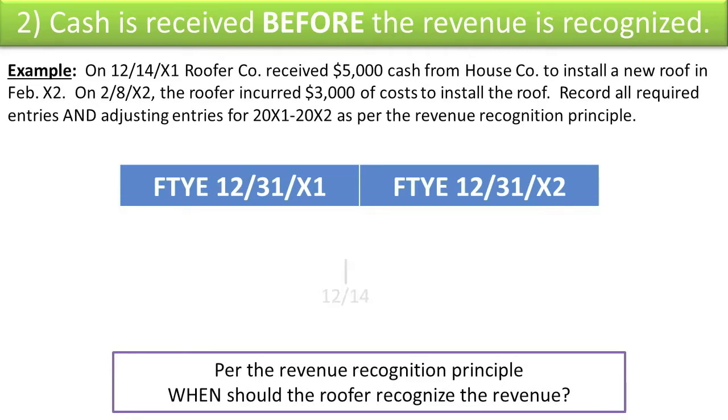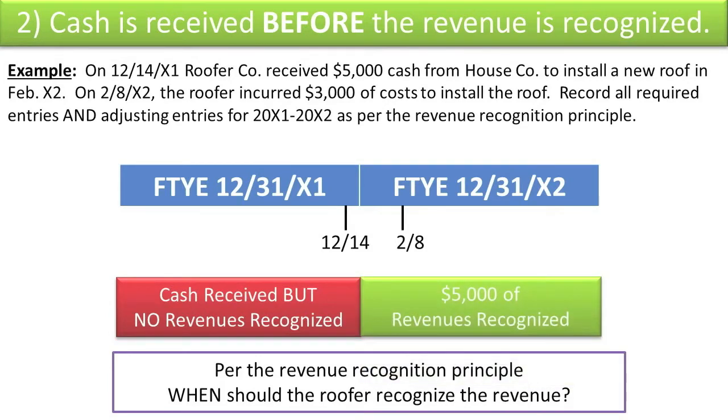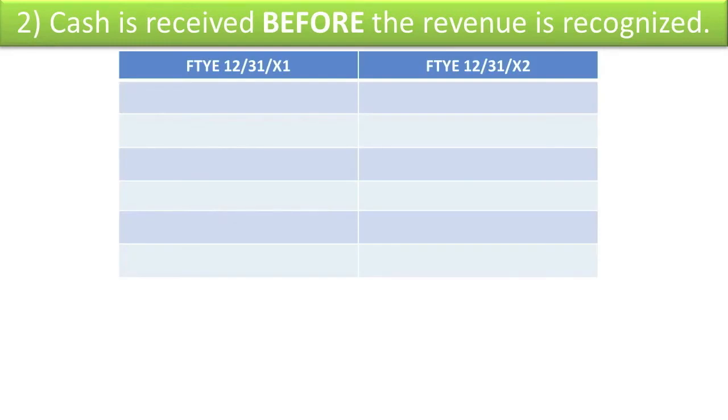He puts on roofs. So on 12/14, he received payment, cash was received, but no revenues are recognized because he hasn't done any work yet. Whereas on February 8th, he did the work, and that's when the $5,000 of revenues will be recognized. Let's do the journal entries.